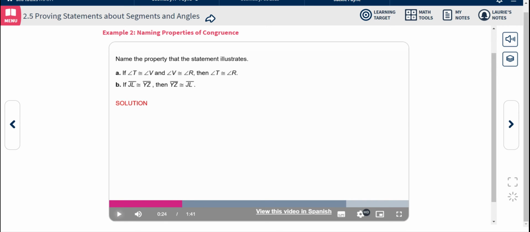So before I put the solution up, think about this for a second. Which property says that if these angles are congruent, then we can say angle T is congruent to angle R? And this is important, this think time. Some of you may have it already. If you don't have it yet, think about it for another 10 seconds.